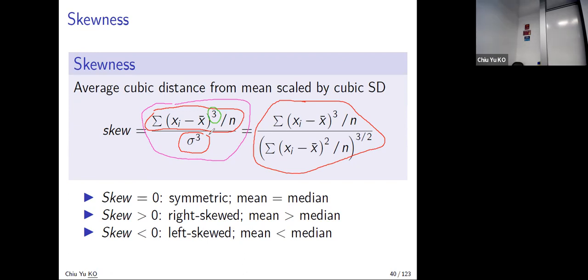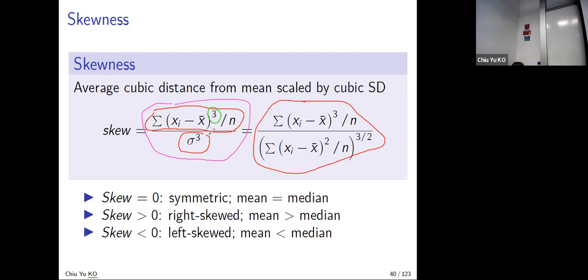And you may ask, is the numerator alone sufficient? Yes, the numerator can already be a good measure. But if you want to avoid the measure of dispersion, then you divide, and that's what Excel does. Of course, you can just look at the numerator itself, but dividing by the dispersion makes it a better measure.